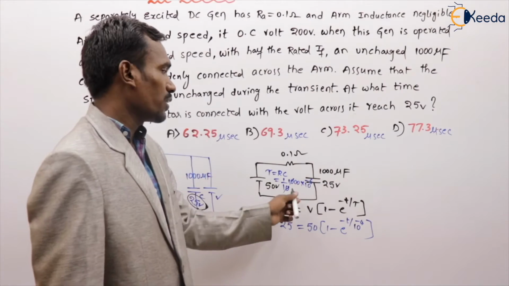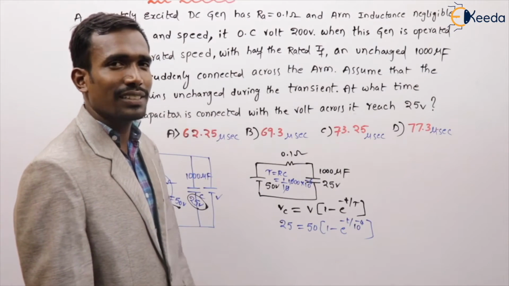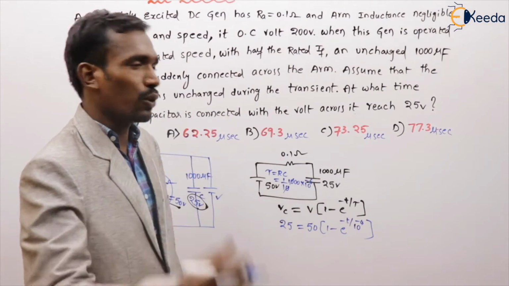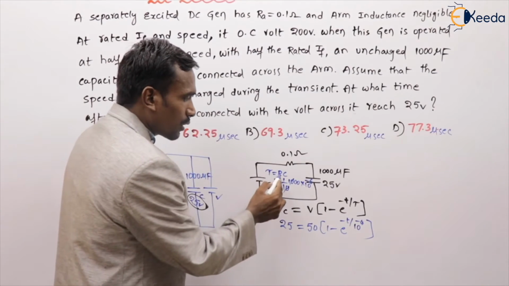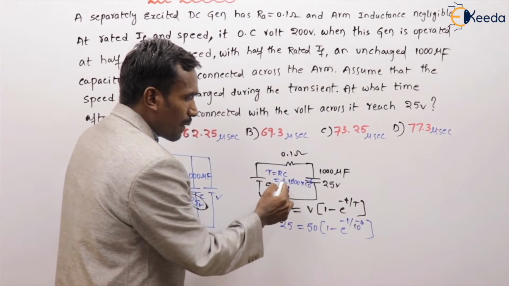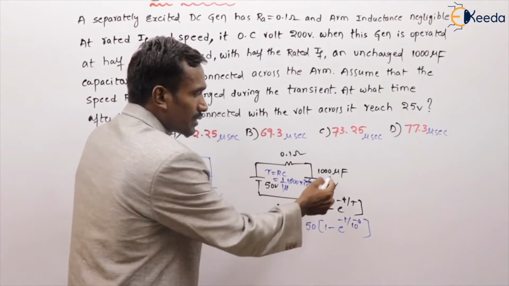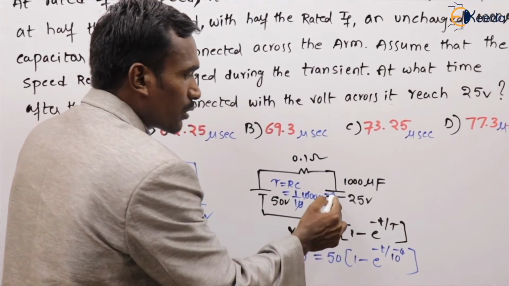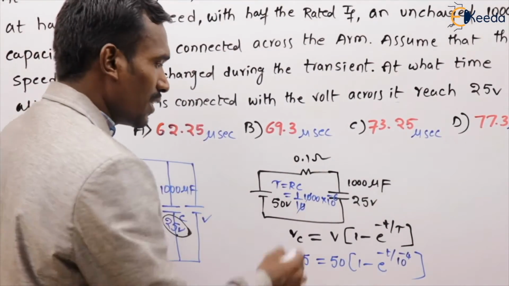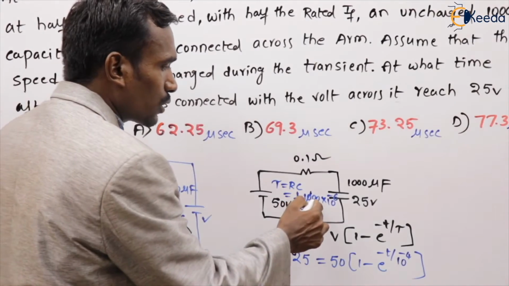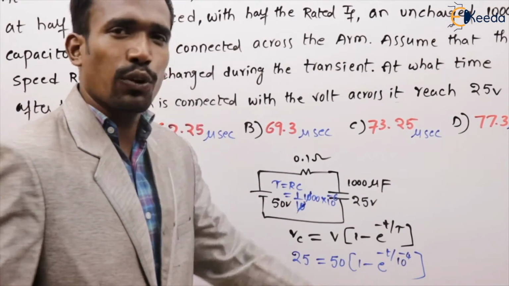Tau is equal to 10 to the power of minus 4. RC is equal to 10 to the power of minus 4. See here carefully, tau is equal to RC. R is equal to 0.1, nothing but 1 by 10. C is equal to 1000 micro, micro nothing but 10 to the power of minus 6. The zeros get cancelled: minus 6 plus 2 gives minus 4.